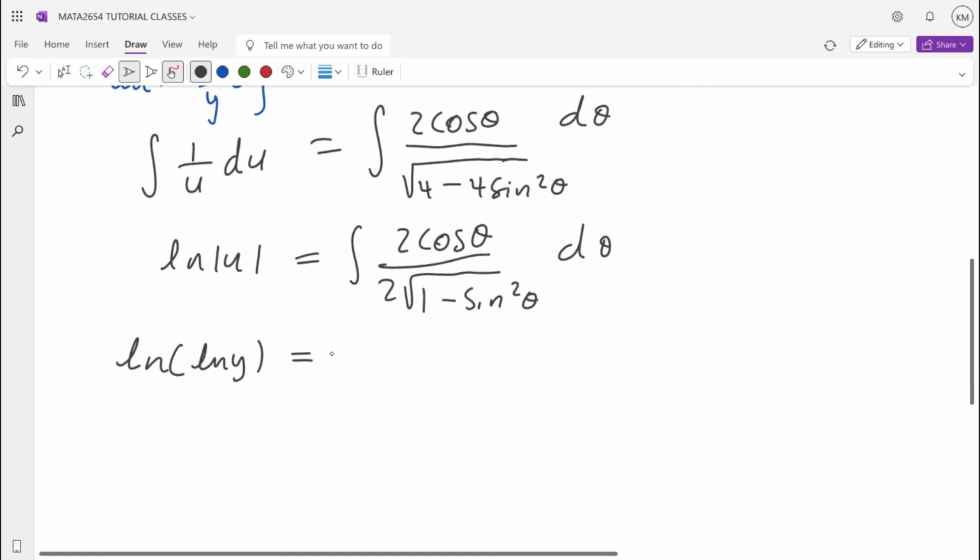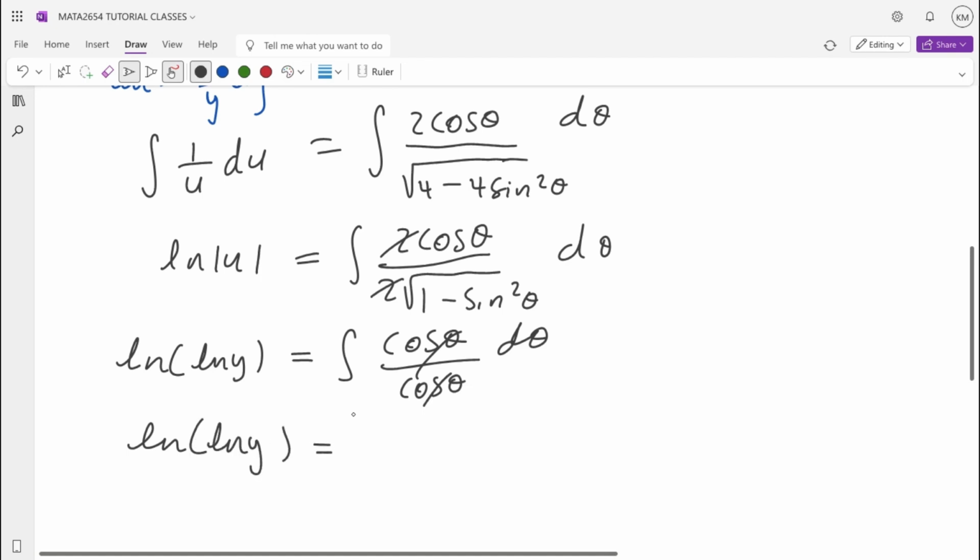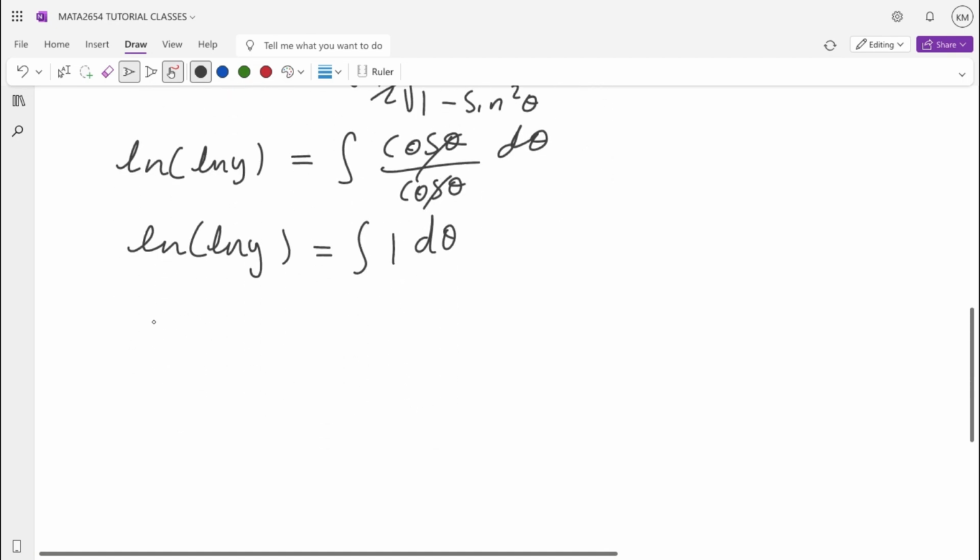equals the integral of, this 2 and that 2 will cancel. So we basically have cos theta all over, under the square root here, we have 1 minus sine squared theta, which by the identity is equal to cos squared theta. So cos squared theta under the square root will just become cos theta. Then they will cancel out as well. So basically we have ln of ln y equals the integral of 1 d theta, right? So now, if we are having something like that, we'll end up saying ln of ln y should be equal to theta, then plus c.